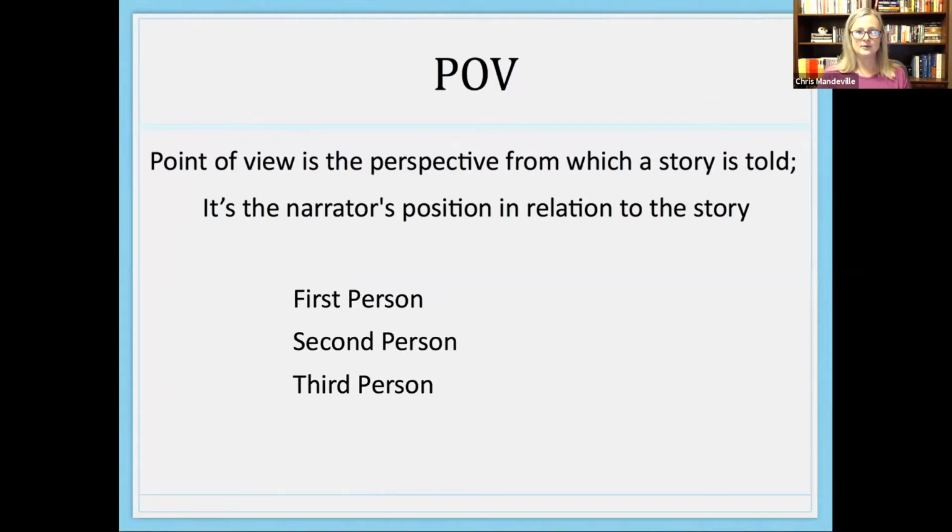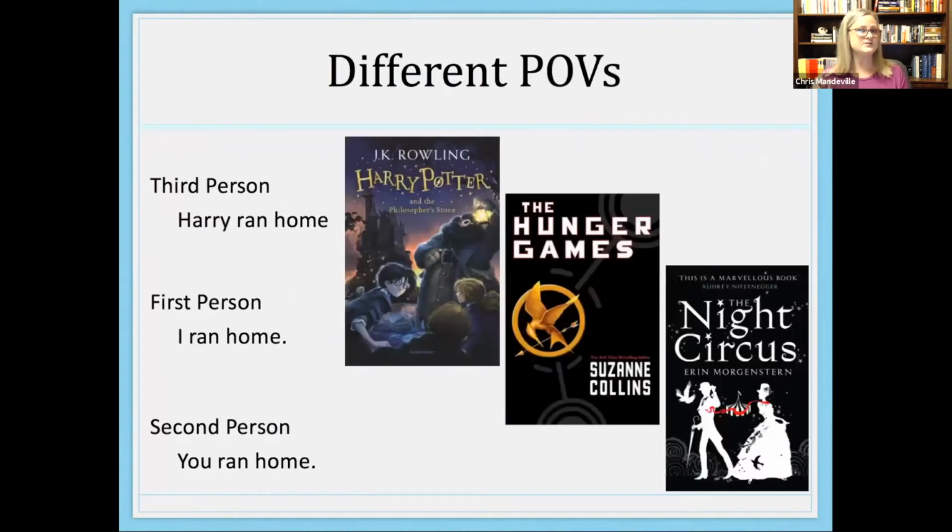First person, second person, and third person are points of view. And in the biz, we call it POV for short. So we have different points of view or POVs that are shown here with some popular examples. Harry Potter is told in the third person. Harry ran home. That's he, she, they as your subject. Hunger Games is told in the first person. I ran home. I am telling the story. I talk about other people as he, she, they, but the narrator, the narration voice, is I.